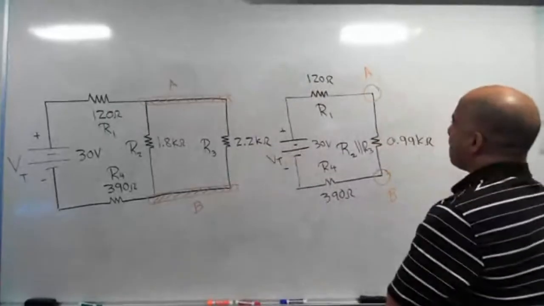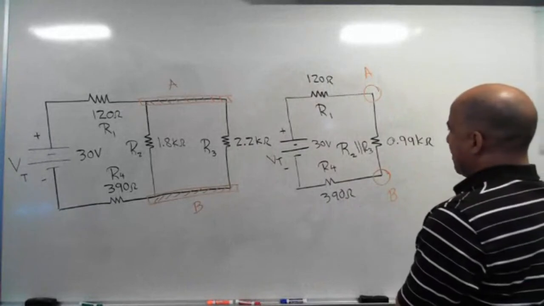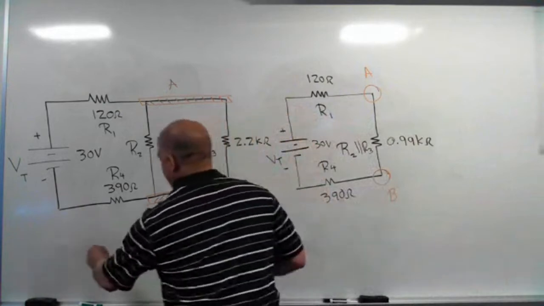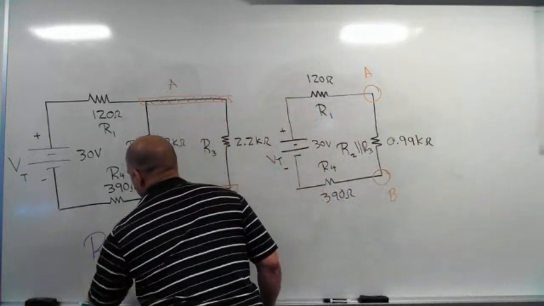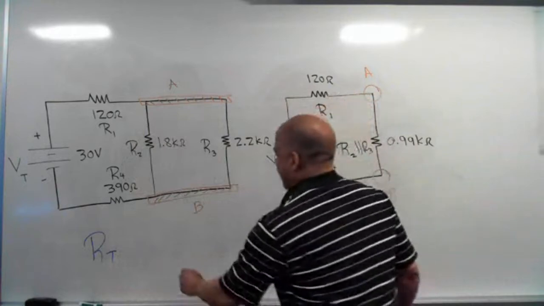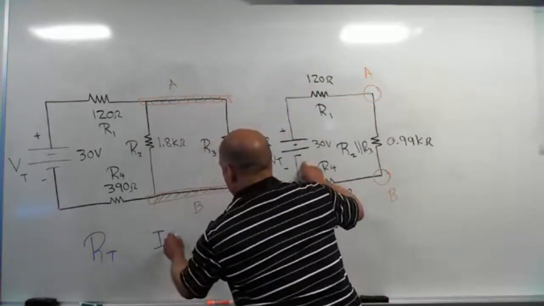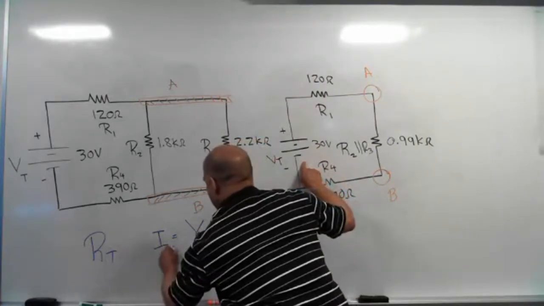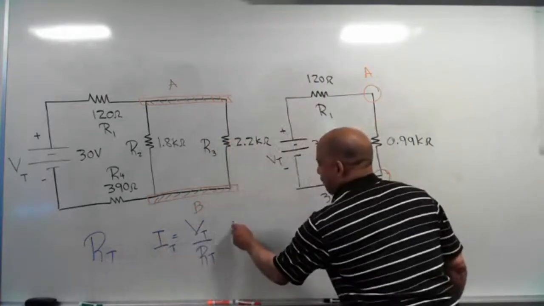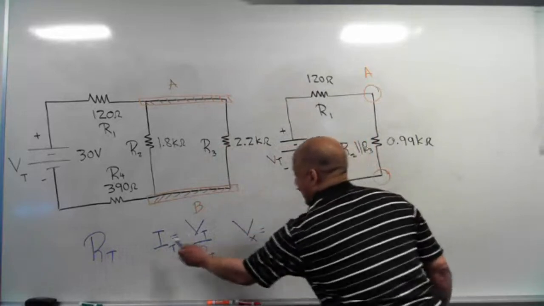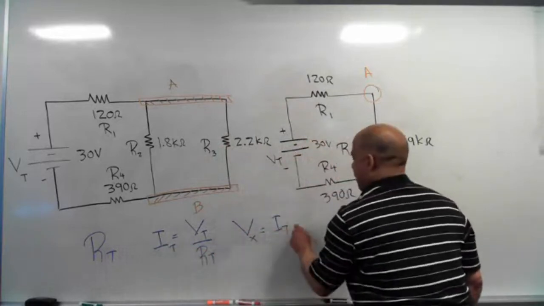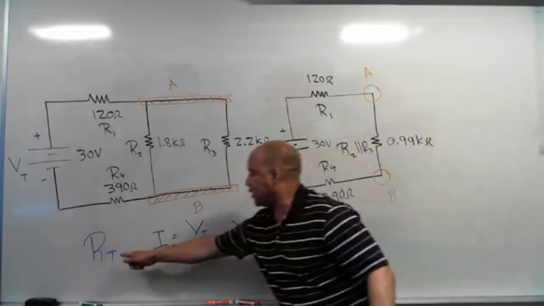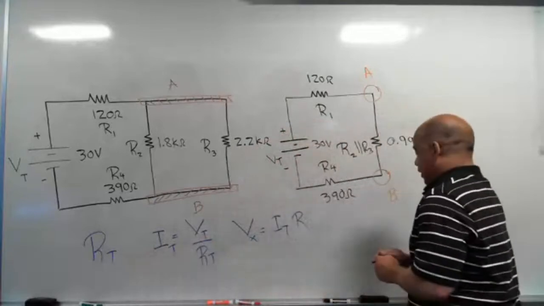Let me know when you got the current. So the first thing you want to do for this circuit, find RT. And then once you got RT, you want to find the current by taking the voltage over the resistance that you just found from the step before. That'll give you IT. And then you can find your voltage drops by taking this current and multiplying by a resistor. But I didn't ask for that yet. What I asked for was the current. So you do this step and this step. So let me know when you got the current.